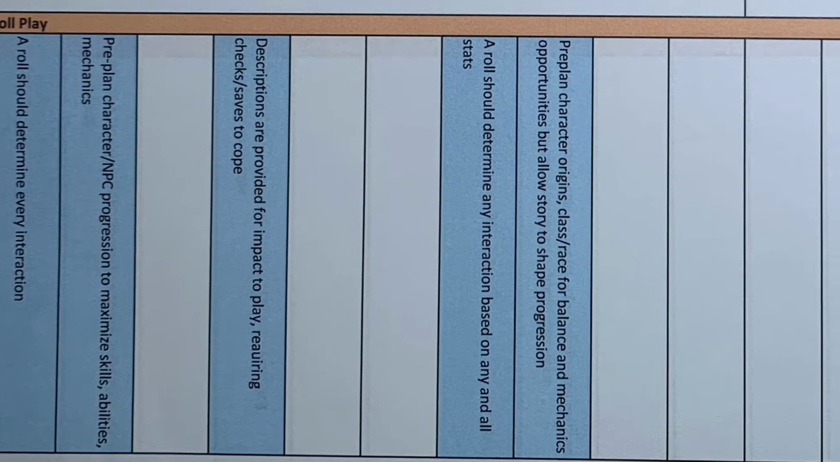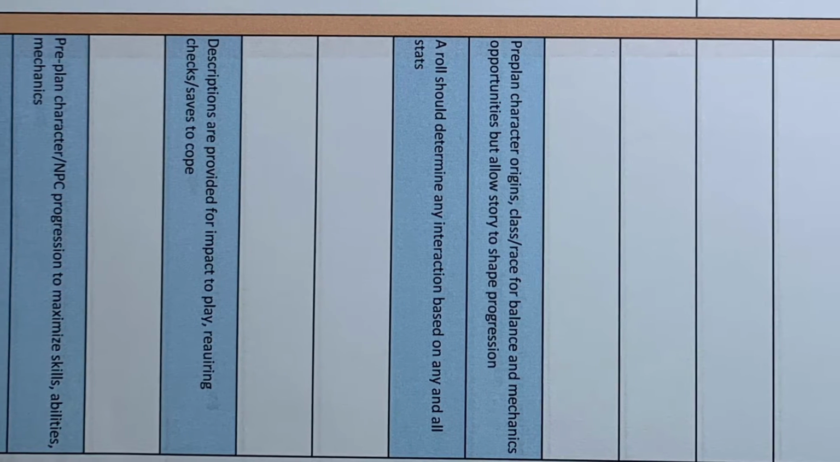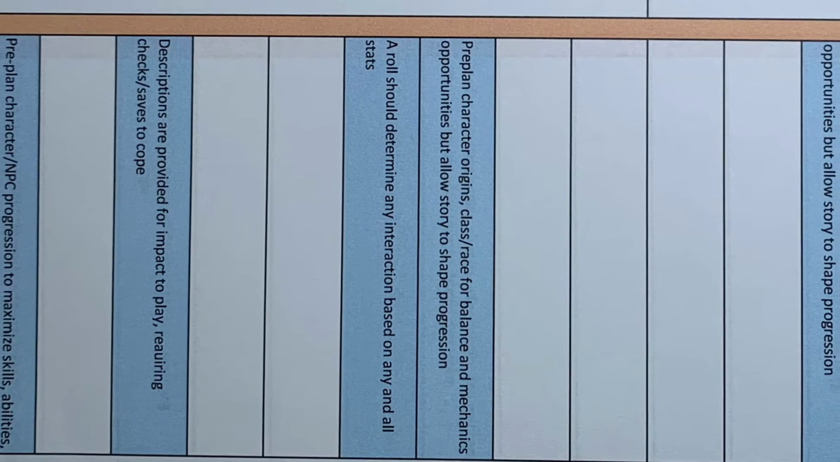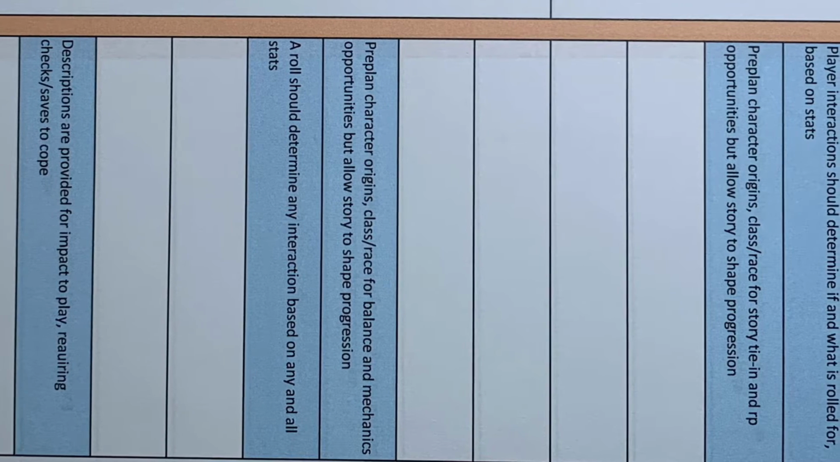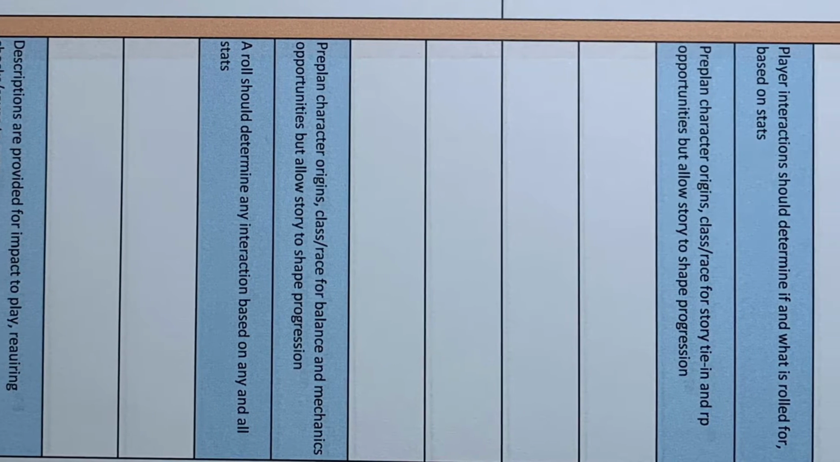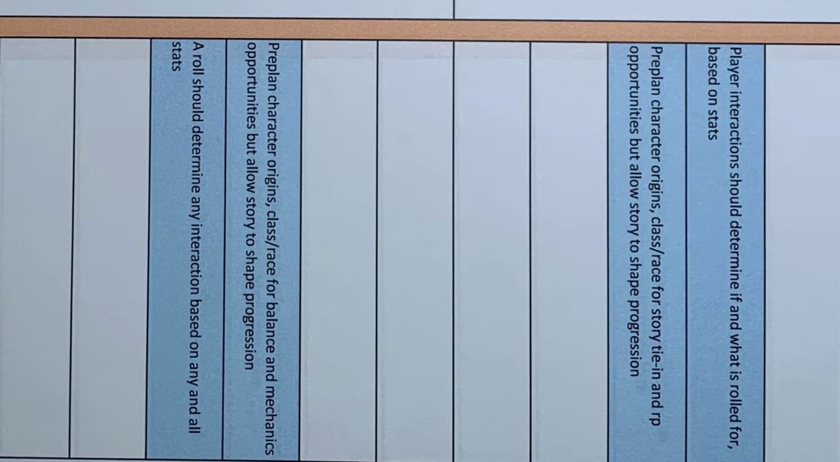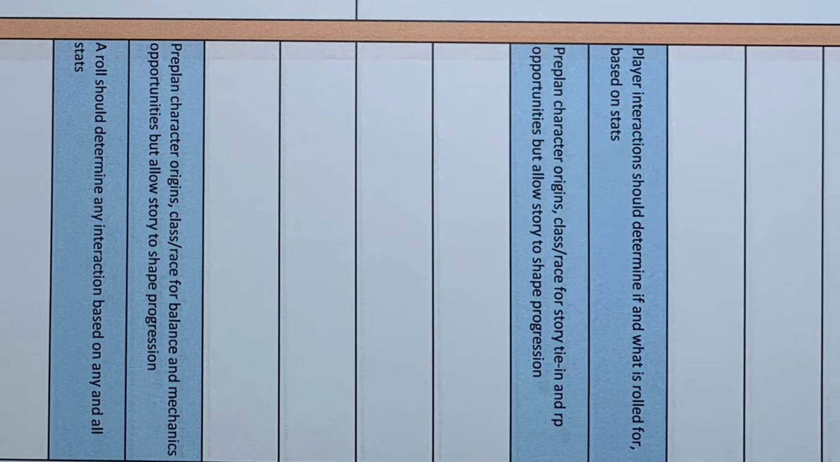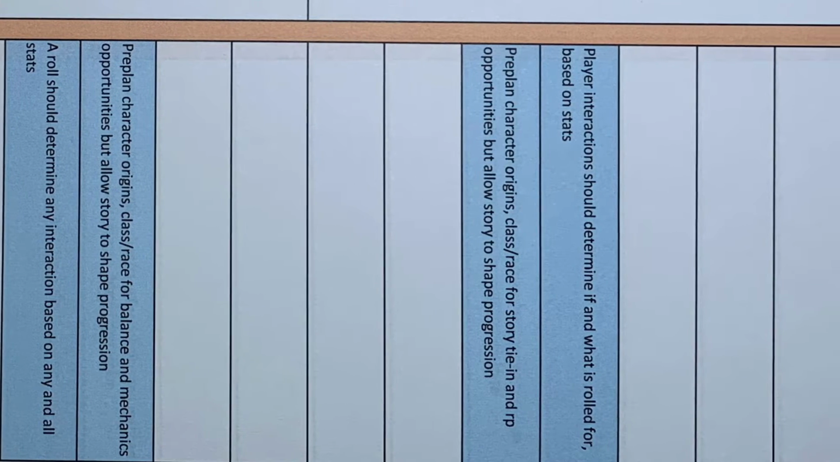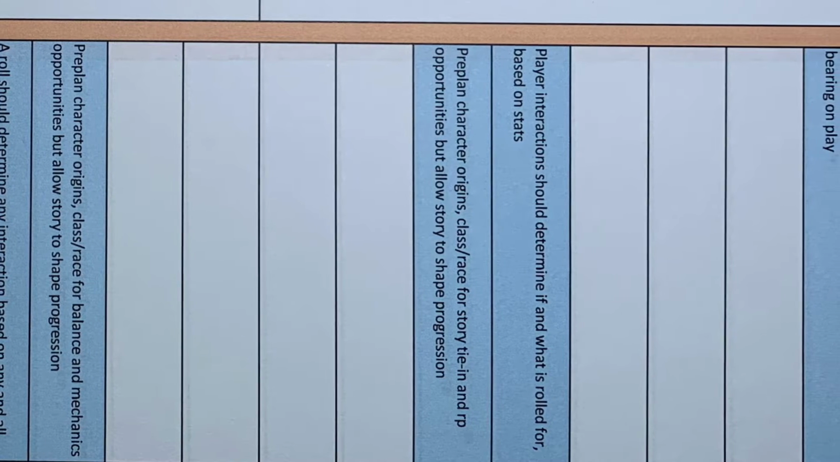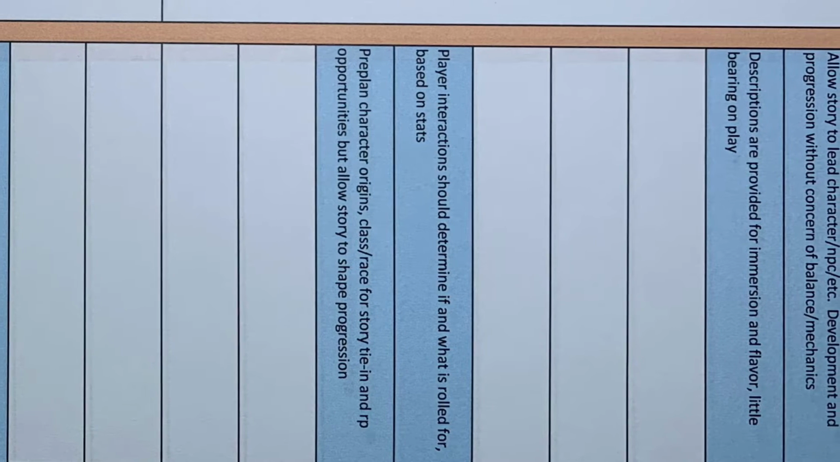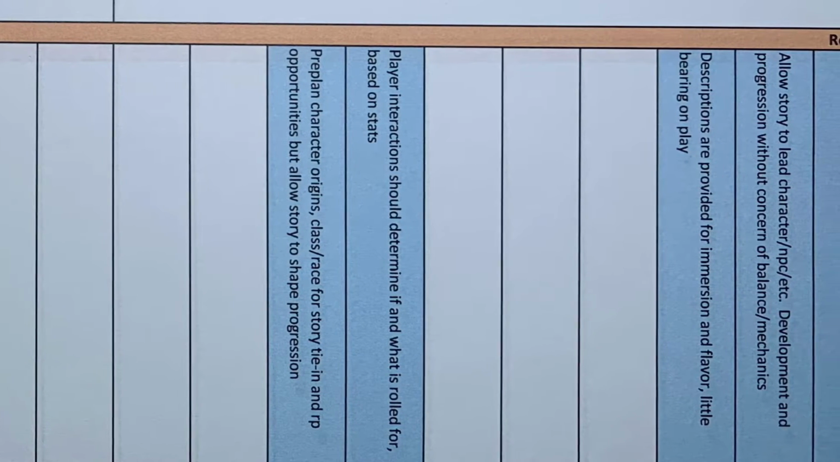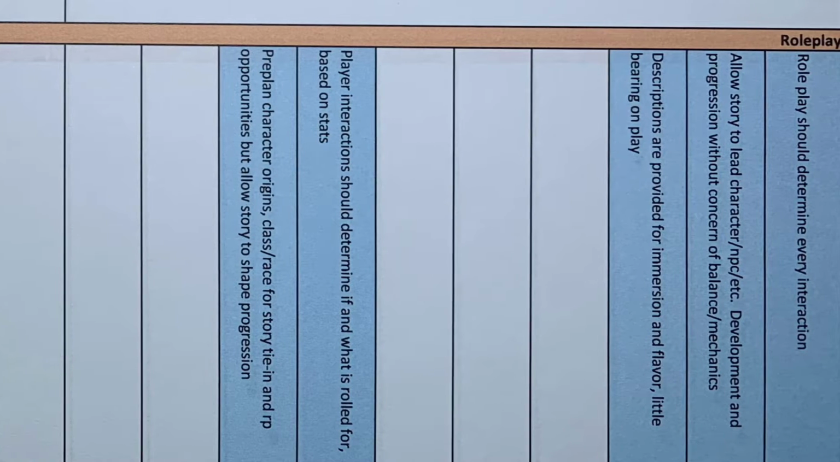On the axis, I put rolling play, R-O-L-L, on one side. That's all dealing with dice, where the dice are going to determine a lot of the interactions and actions that the characters can take. And then opposite of that, I put role-playing, R-O-L-E, where the character is enacted by the player. So they're going to use a lot of their actual player skills to enact some of the character aspects.